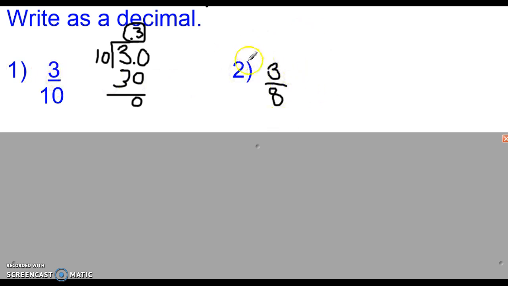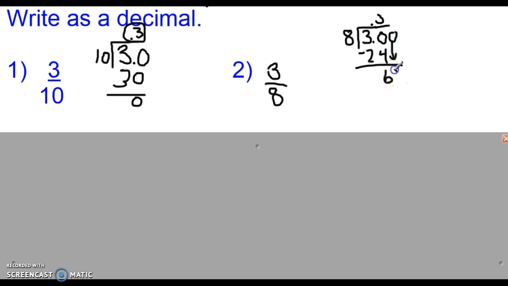Now let's go ahead and try this 3/8. So in and out. So my 3 goes on the inside, and my 8 goes on the outside. 8 cannot go into 3, so I need to add a decimal and a 0. 8 goes into 30 a total of 3 times. 3 times 8 is 24. I subtract, I get 6, and I get to bring down an extra 0.